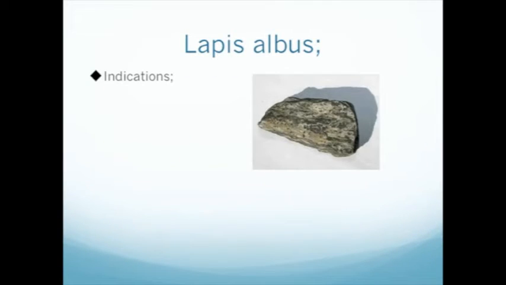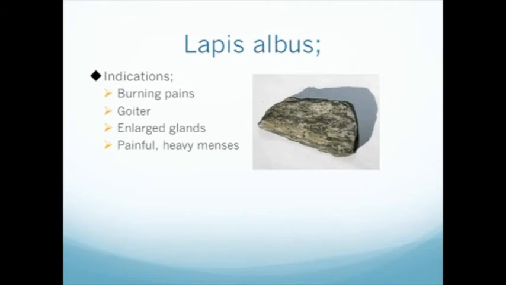Lapis albus is indicated for burning pains, goiter, enlarged glands, painful heavy menses. The common name for this is Gastein rock.